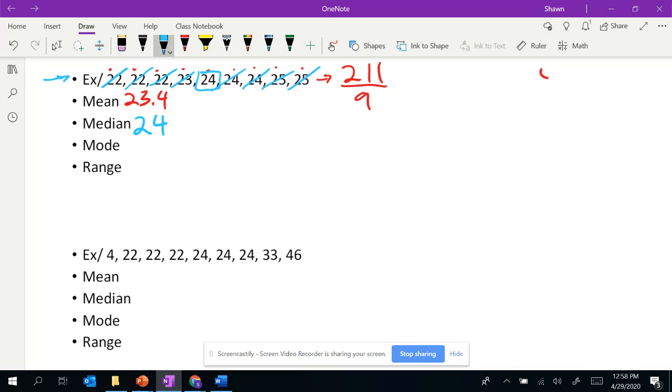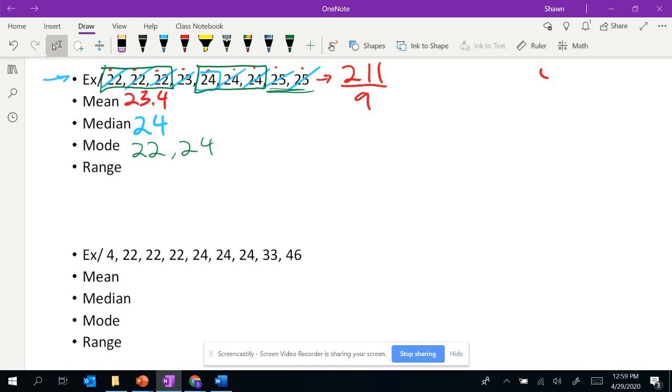Now I'm going to find the mode. The mode is the number that we see most often. For the number 22, I see 22 three times. I also see the number 24 three times as well. So here we have a tie between 22 and 24. 25 we see twice, but that's not the most. So our mode is going to be 22 and 24. What we have here is something called bimodal.